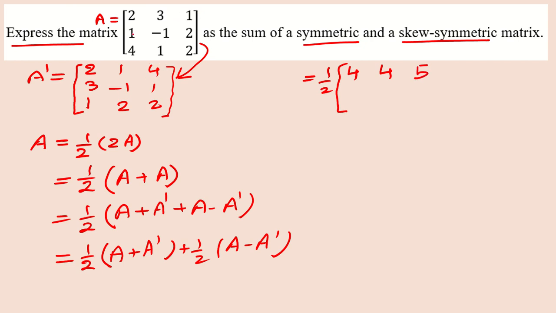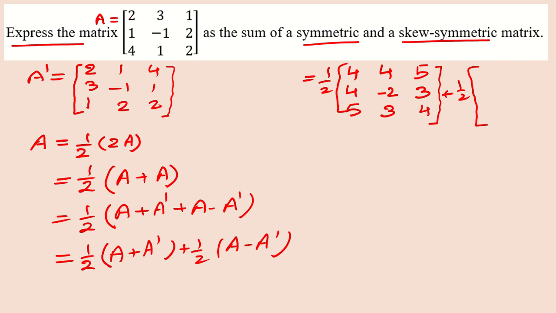Now, next is for the second row, I am doing a little directly. 1 plus 3 means 4, minus 1 plus minus 1, minus 2. Okay. Then 2 plus 1, it will be 3. Then 4 plus 1, 5. Then 1 plus 2, 3. 2 plus 2, 4. So, this is A plus A dash. And then half of A minus A dash means we need to subtract them.